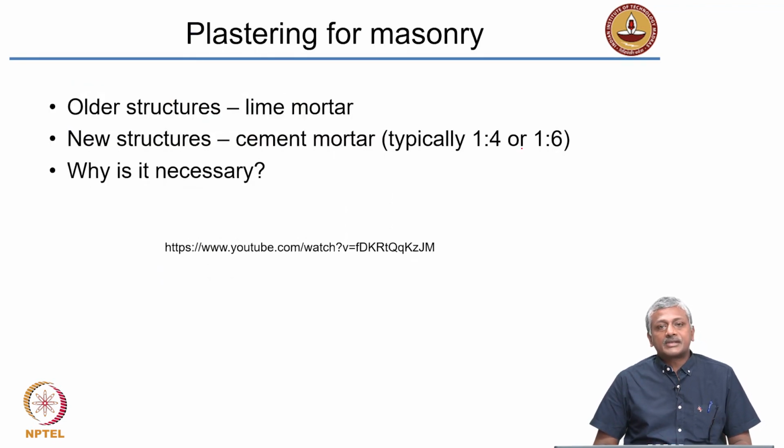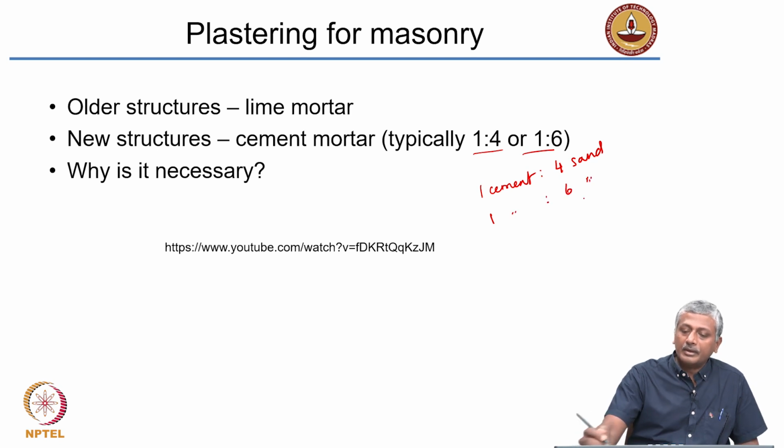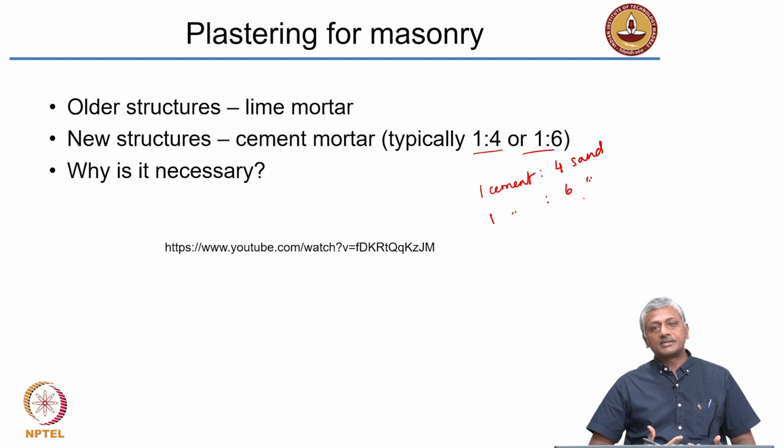Plastering, just coming back to the plastering of the wall after it is completed. Obviously you need to do plastering. As I said, older structures were done with lime mortar, new structures are done typically in cement mortar. And generally when you talk about plasters, they talk about ratios like this: 1 part of cement to 4 parts of sand, or 1 cement to 6 parts of sand, depending upon the consistency of the plaster that you require or depending upon the strength of the plaster that you require.